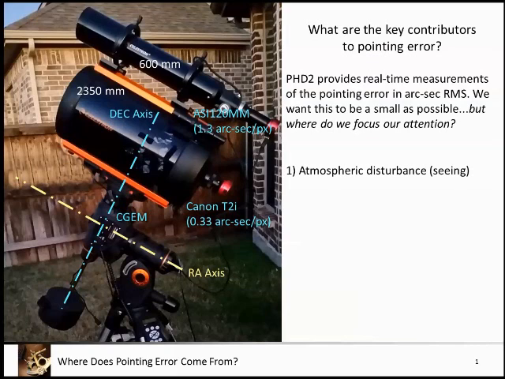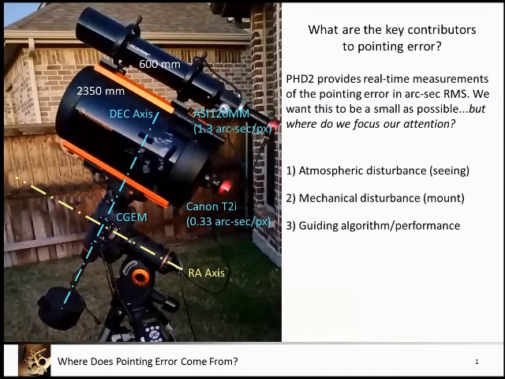Certainly the atmospheric disturbance, seeing we call it, is a significant contributor, as we all know, to astrophotography. But there are mechanical disturbances in the mount. There are motors that are continuously operating. There are gears. Gears mesh well or not well, depending on the alignment. There are ball bearings. There are various sources of mechanical disturbance that contribute to pointing error.